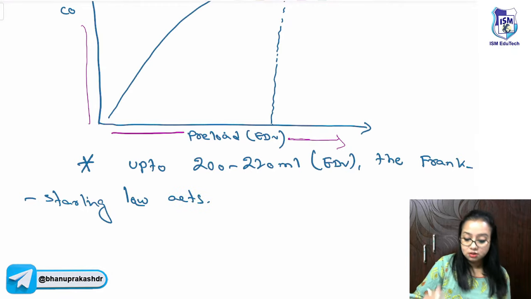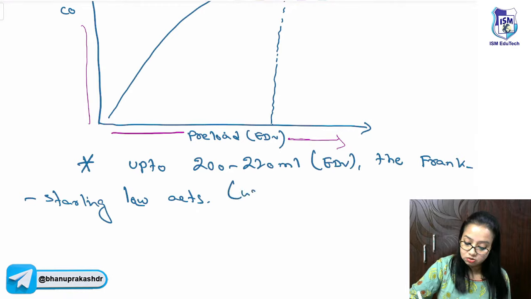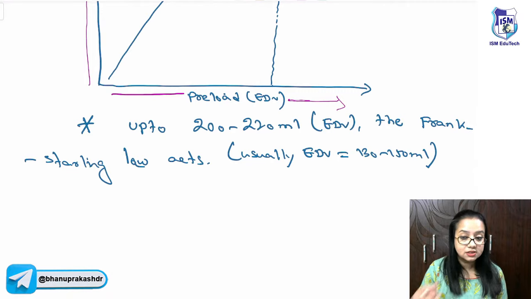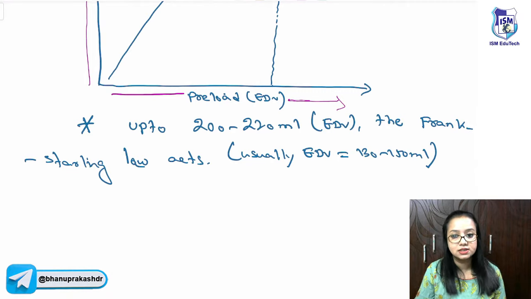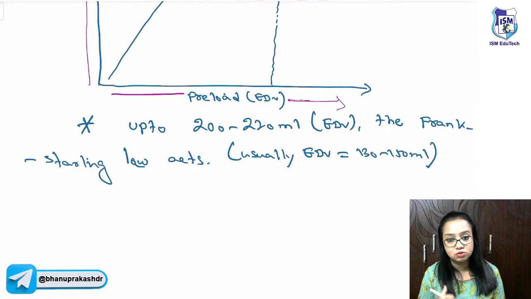acts. Beyond 200 ml or 220 ml, if the end diastolic volume, we know how much is end diastolic volume, usually end diastolic volume is between 130 to 150 ml, right? So from this quantity, suppose due to any reason, some veno constriction, the venous return has increased, more blood has come to the right atrium. So if more blood comes to the right atrium, obviously more blood will come to the left atrium.